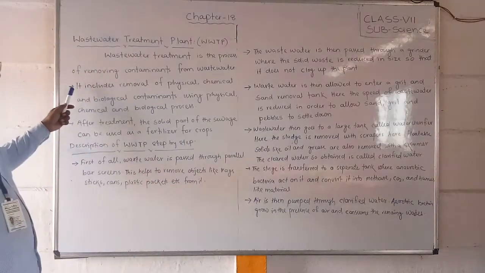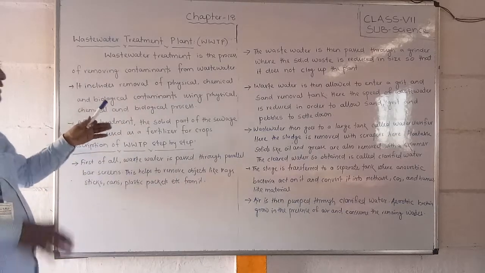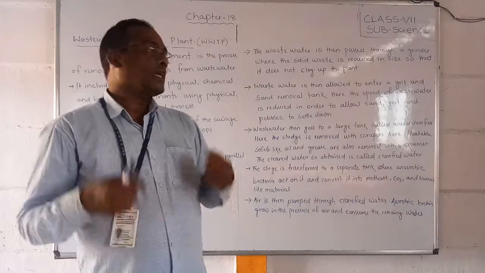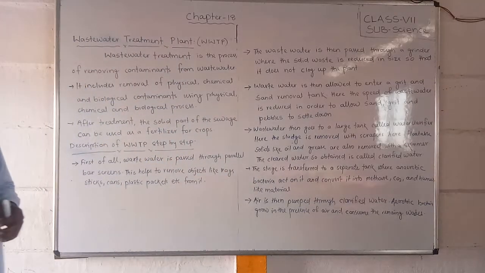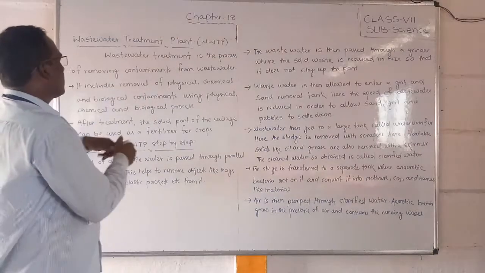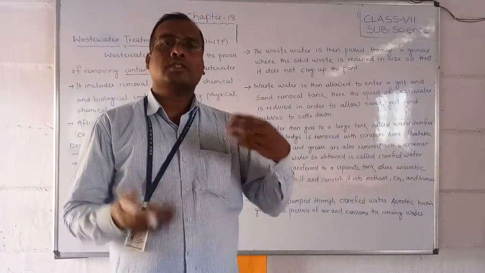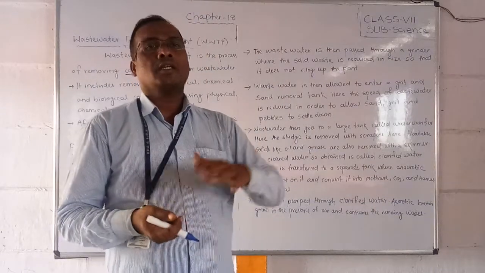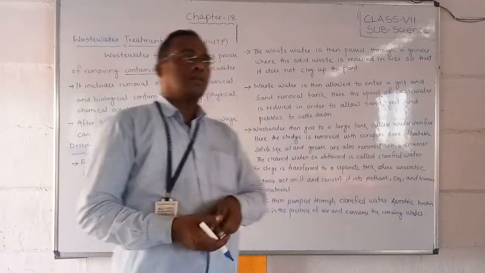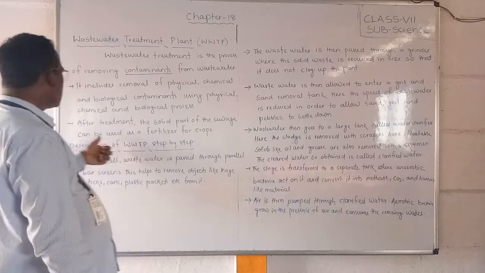It includes removal of physical, chemical and biological contaminants using physical, chemical and biological processes. Physical means solid things like polythene and sacks. Chemical means organic and inorganic matter, mixtures of gases and other chemicals. Biological means living things like organisms, bacteria, fungi, and other harmful insects or bacteria.